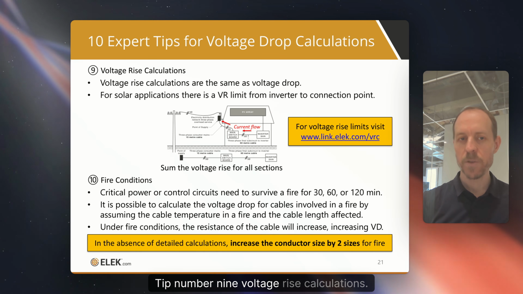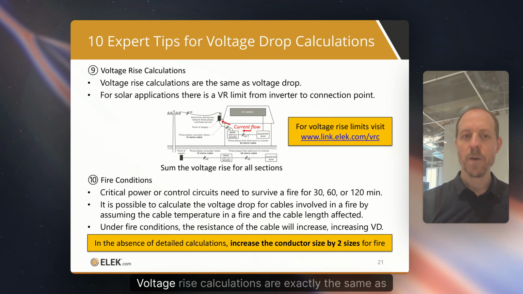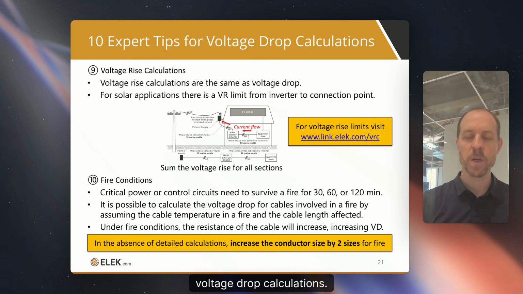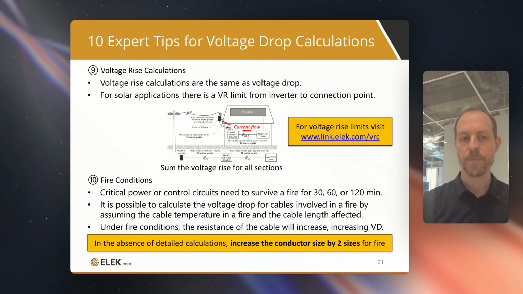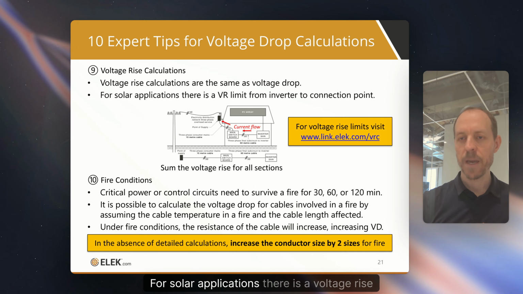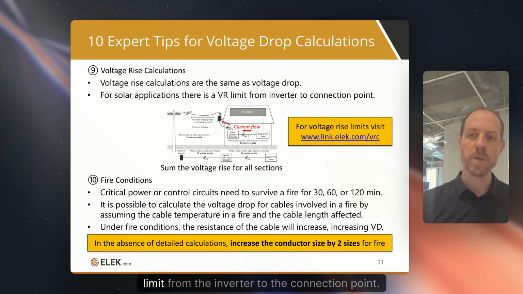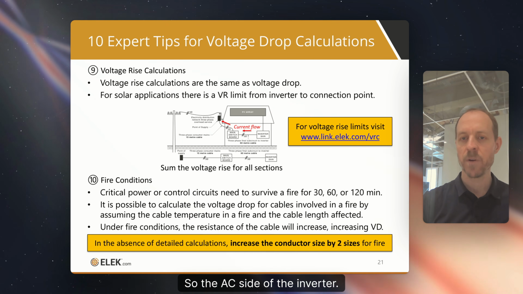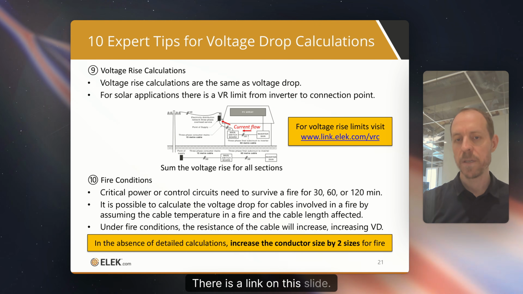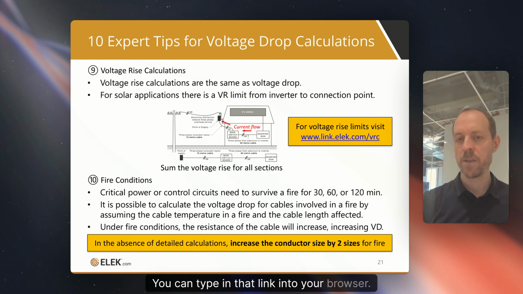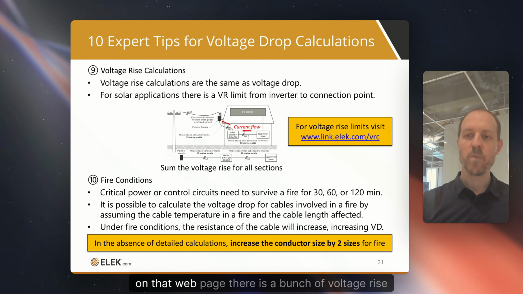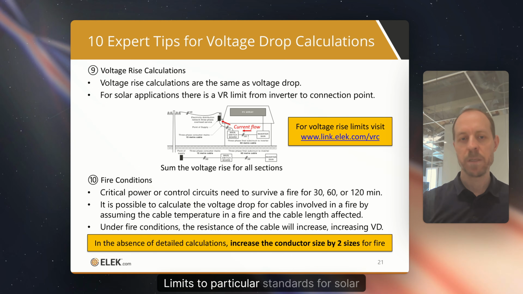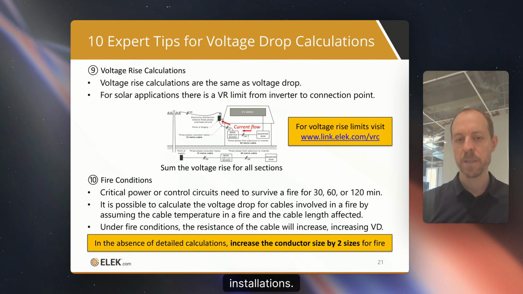Tip number 9, voltage rise calculations. Voltage rise calculations are exactly the same as voltage drop calculations. There's no difference. For solar applications, there is a voltage rise limit from the inverter to the connection point, so the AC side of the inverter. There is a link on this slide. You can type in that link into your browser. On that web page, there is a bunch of voltage rise limits to particular standards for solar installations.